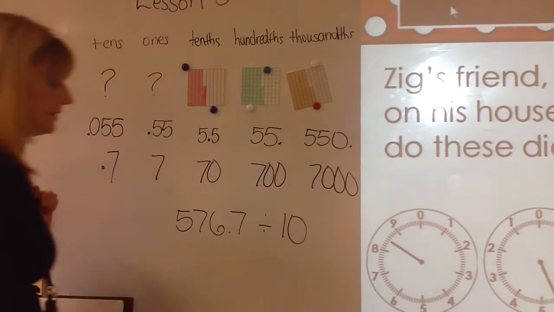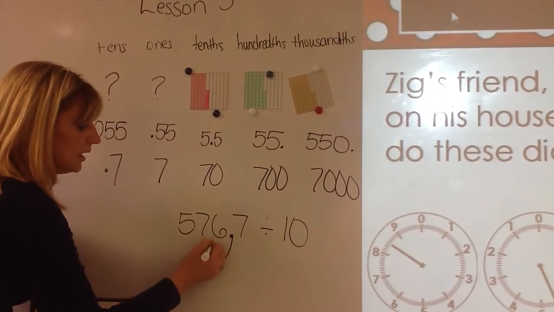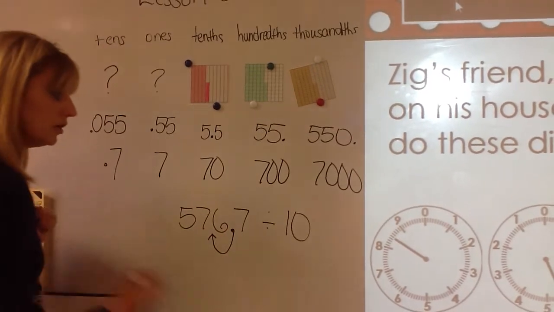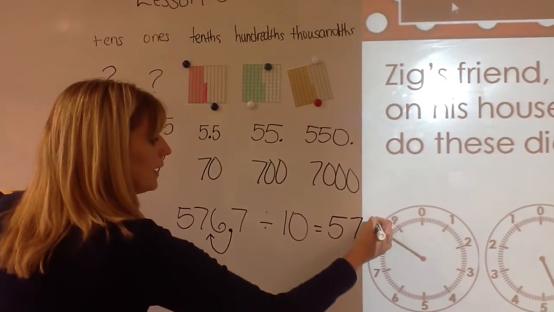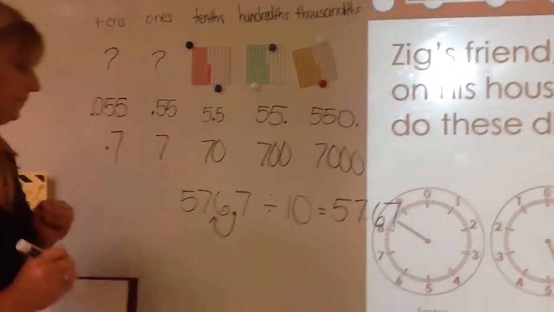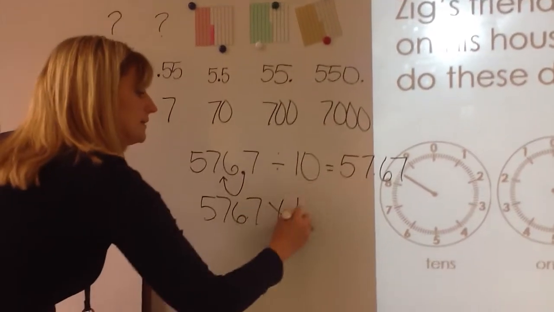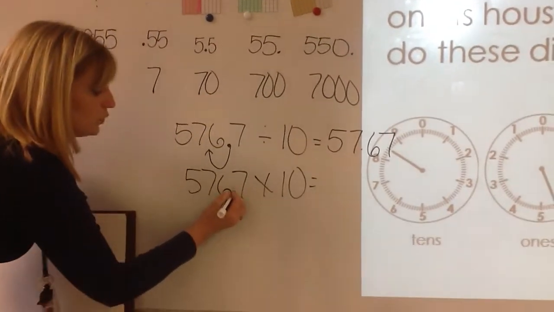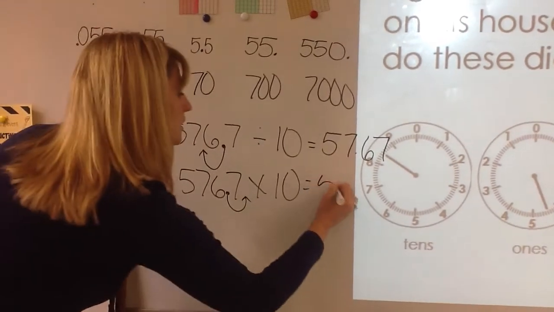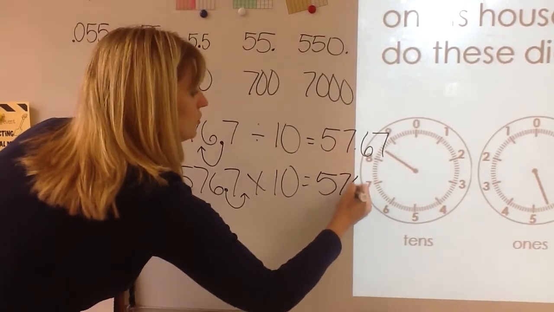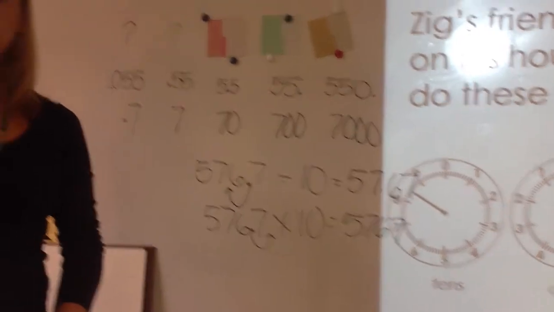If I divide this by 10, we're learning that really all we have to do to make it 10 times smaller is move the decimal. So this would be 57.67, and so forth. If I were going to multiply by 10, I would just move the decimal one place to the right to make it larger. It would be 5,767.